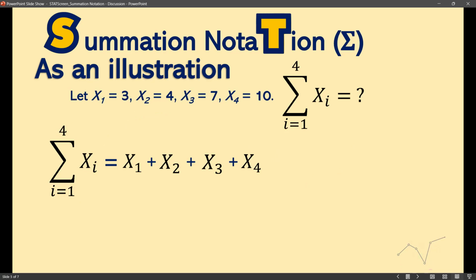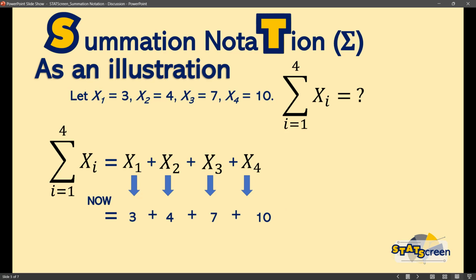Then, we will just substitute x sub 1 as 3, x sub 2 as 4, x sub 3 as 7, and x sub 4 as 10 in the given set of values. Then, the result is your sum. That would mean that the sum of all x sub i values, where i starts from 1 to 4 in your given set of data values, is 24.